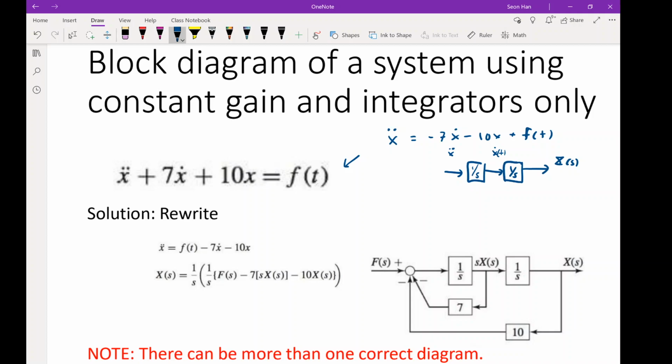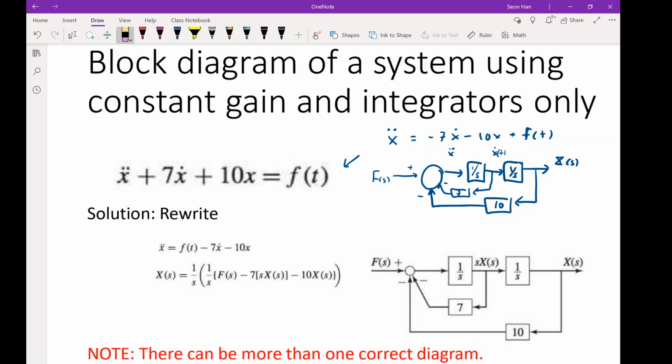Now you start writing the sum. X double dot is equal to the summation of f, plus minus 10 times x. So I multiply x by 10 and subtract. Is it clear what to do with the negative 7x dot? Where is x dot? It's right here. You multiply by 7 and subtract. So that's one representation of the block diagram; it's one of many block diagram representations for that system.